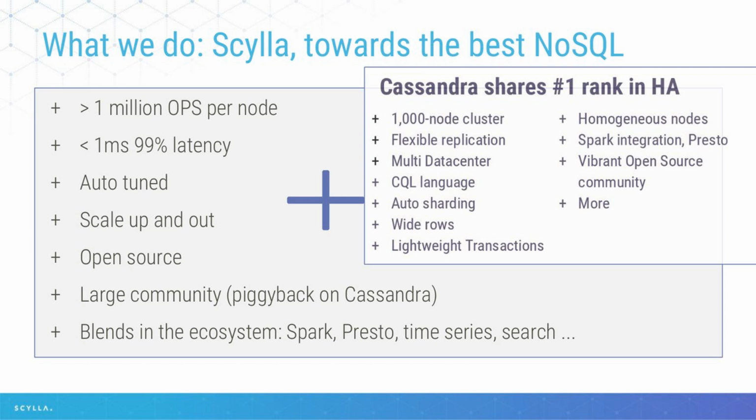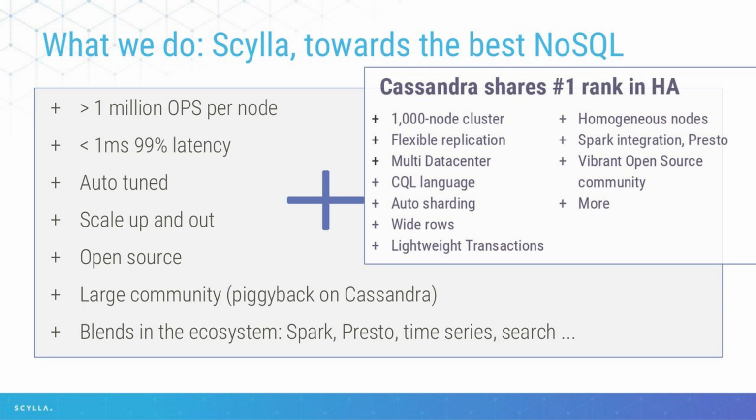So what we do, Scylla provides you with the same capabilities and high availability solutions as Cassandra. It scales, it provides you a very flexible replication and multi-data center capabilities. However, it is totally different in terms of the performance it provides you. We can do more than 1 million IOPS or operations per second on a single node. More than that, our latency on the 99th percentile is extremely low.